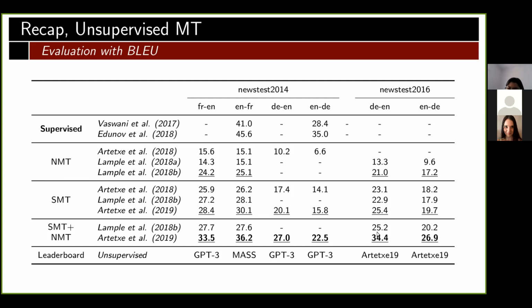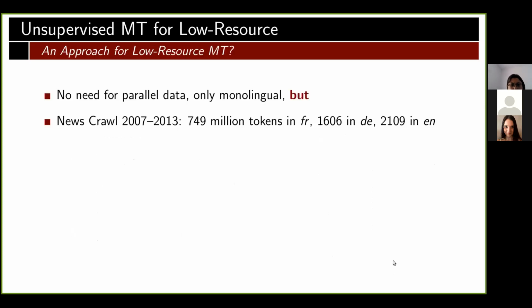Still, as you see in one of the test sets on the right, the leaderboard for unsupervised machine translation is still this combination of unsupervised statistical machine translation with neural machine translation. But at the end, what we want to see is if we can use these technologies for low resource machine translation. That is one of the problems that we want to address in this webinar. So can we do it?